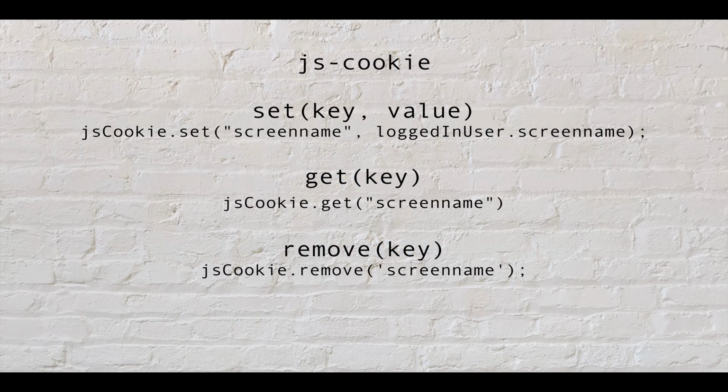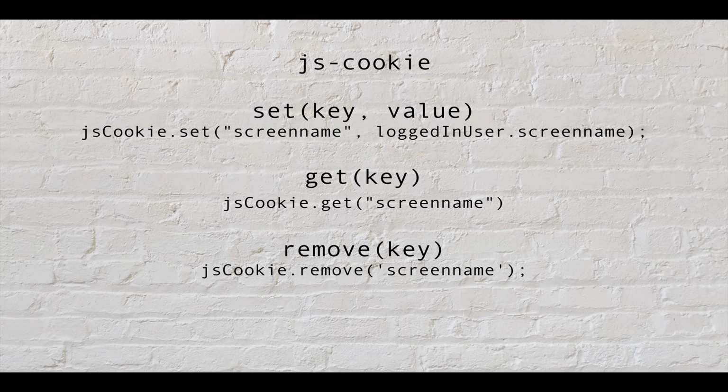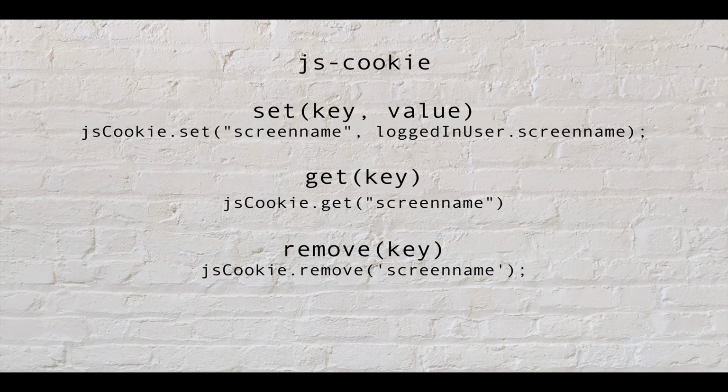We're going to use this library, this node module called JS Cookie. It's going to be running in the next part of our code, not on the server side. And the three main things we're going to be using are the set method, which sets a key to a particular value, and I give an example there. We can set the screen name to be whatever the screen name of who logged in. We can get the value of that key, and we can remove that key. So those are the three things I'd like to demo.